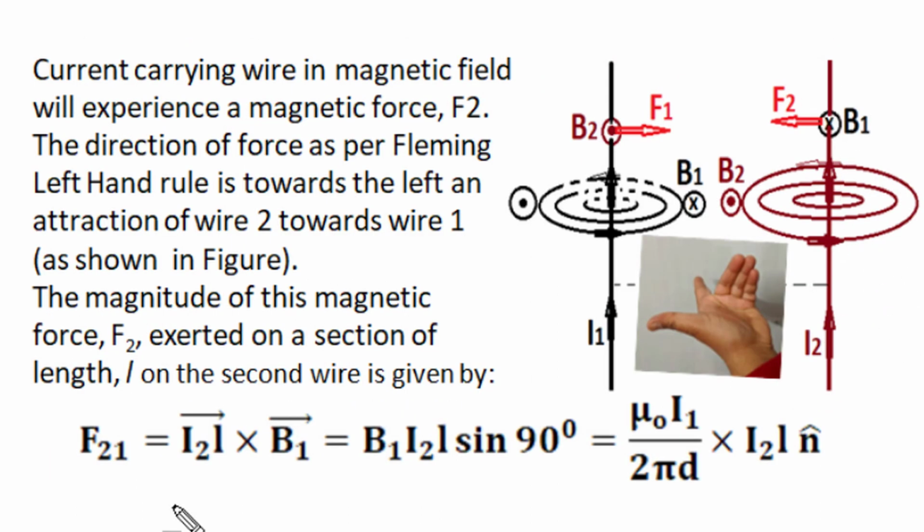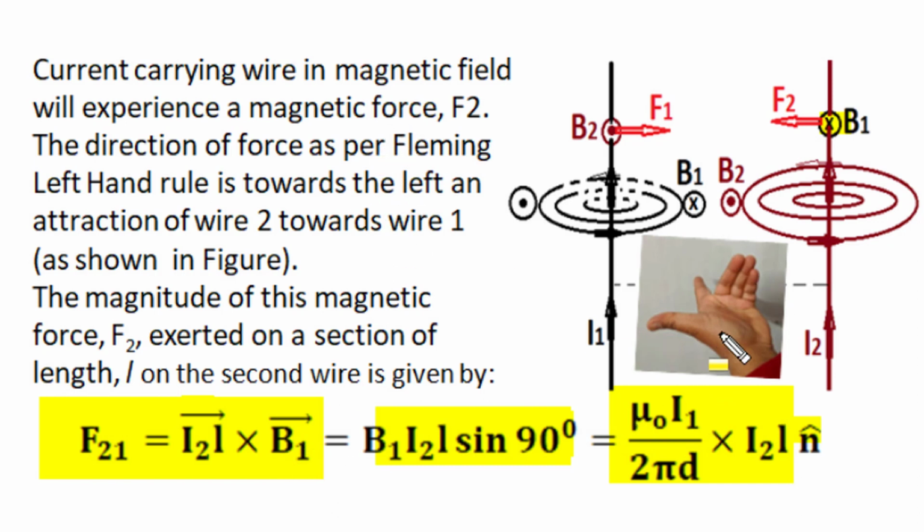The I2 current carrying length I2L in the magnetic field produced by the first current B1 experiences a force given by the Lorentz force formula, and since the angle between I2 current and B1 magnetic field is 90 degrees, this cross product is BIL sin 90. The magnetic field produced by the first straight long conductor at d distance from it is mu 0 I1 upon 2 pi d, and L length of I2 current will have this much amount of force. The direction of force is normal to the plane of current length and magnetic field vector, and it is given by Fleming's left hand rule.